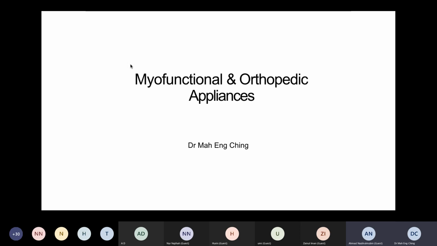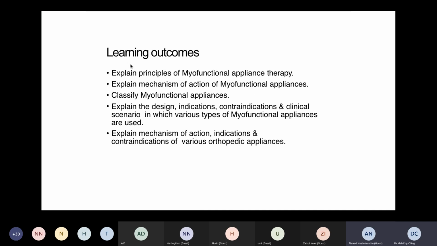So today's topic is myofunctional and orthopedic appliances. But we're going to talk about part one, which is the myofunctional appliances. Then the orthopedic appliances, we're going to talk about in the next lectures. So today we just focus on myofunctional appliances. So what's the learning outcome today?